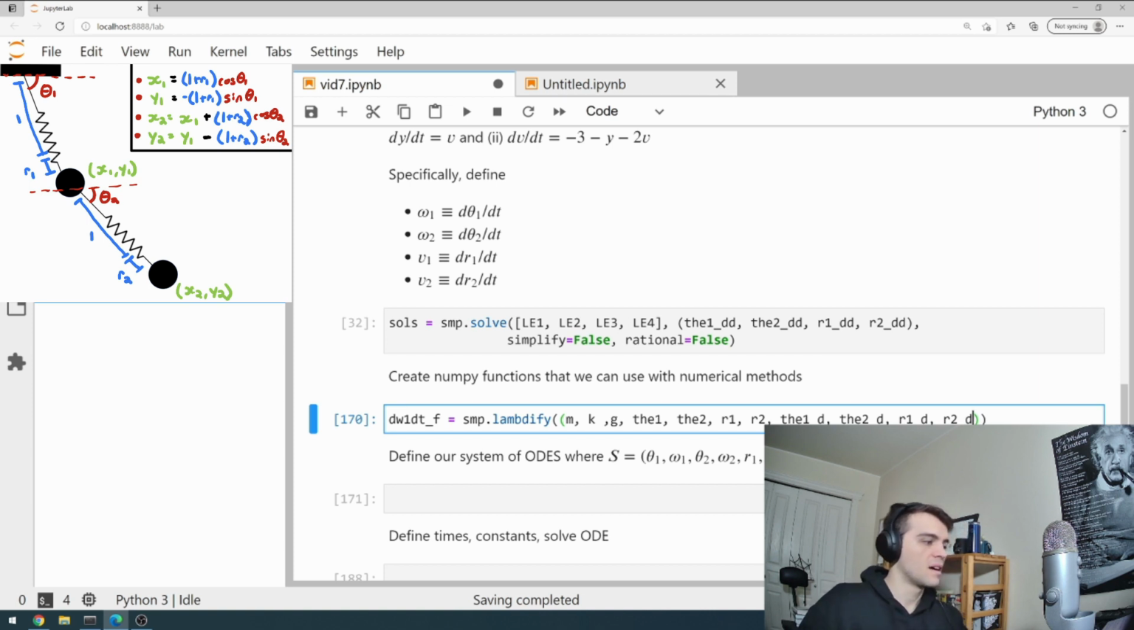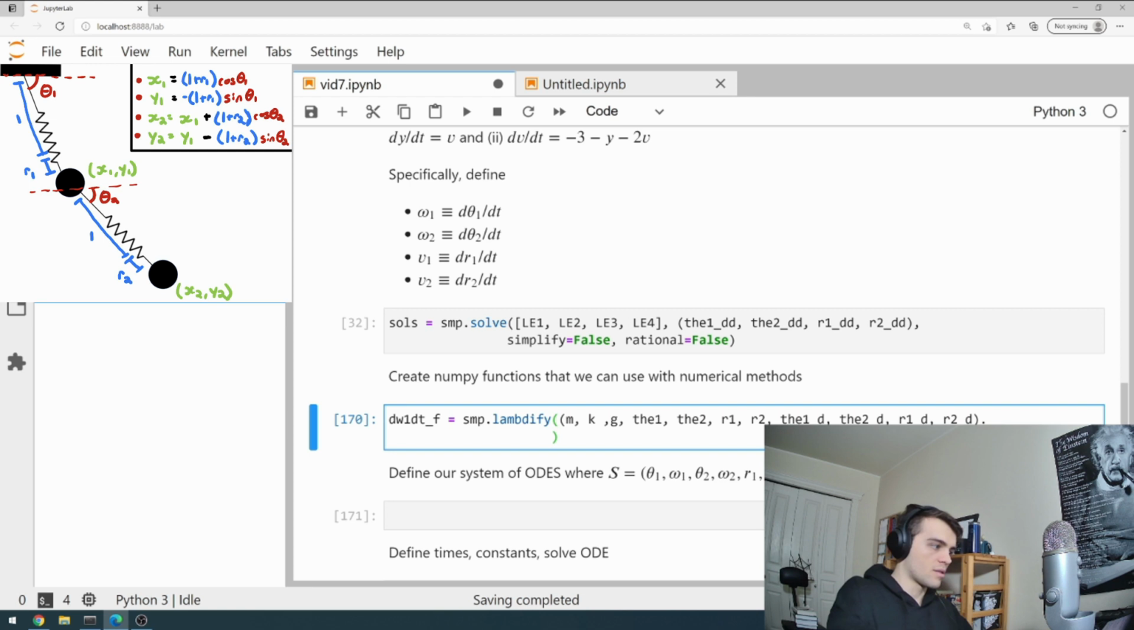And the function, of course, we haven't specified the function yet. So I'm going to say the function is solutions, theta 1 double dot. So what does this mean? Here, I'm indexing this array. I'm saying this is the function, and these are the variables that are passed into the function, and it turns it into a numpy expression. So now we have a numpy function.